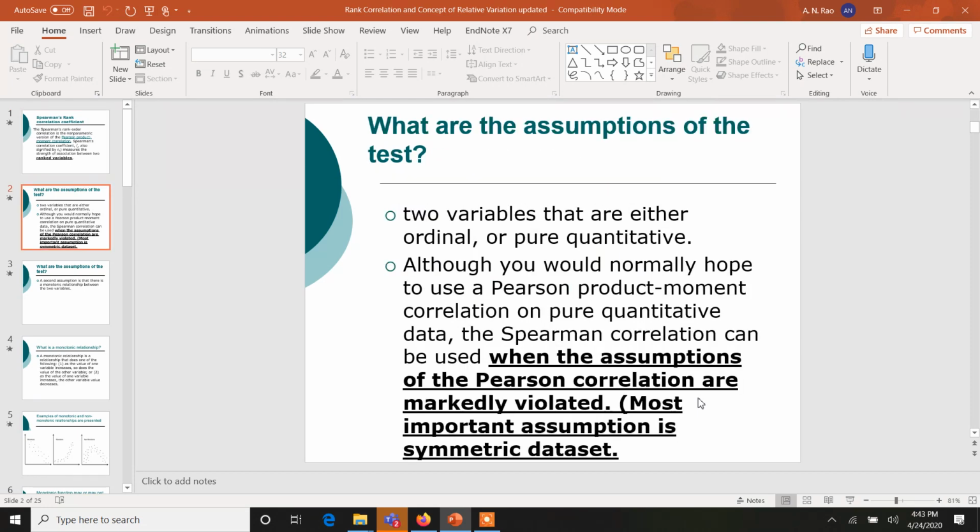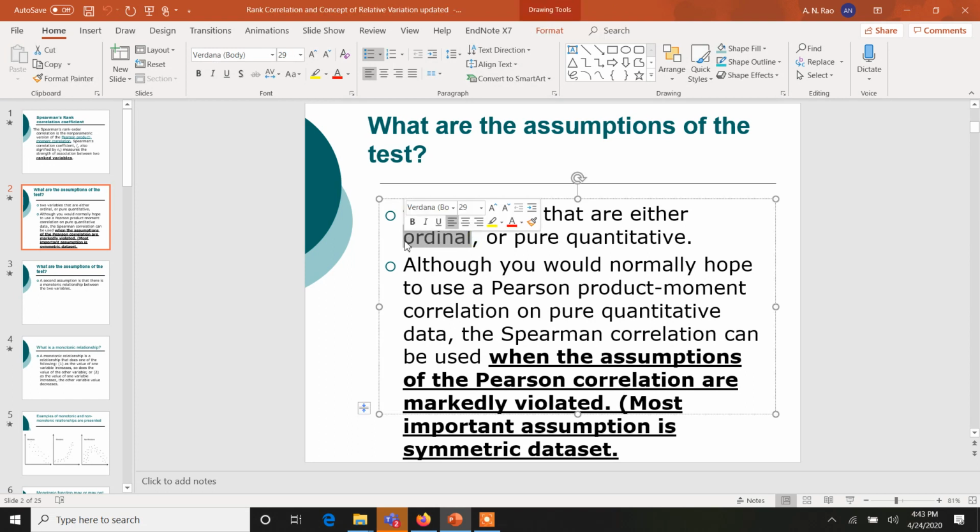So before I introduce the formula for the rank correlation coefficient, let's see the two important assumptions. First one is that the two variables are either ordinal or purely quantitative. Now you must be thinking that I just mentioned that the rank correlation coefficient is for variables that are ranked or that are ordinal, right? Ordinal or ranked variable, one and the same thing. So why am I saying that it could be used for pure quantitative data as well?